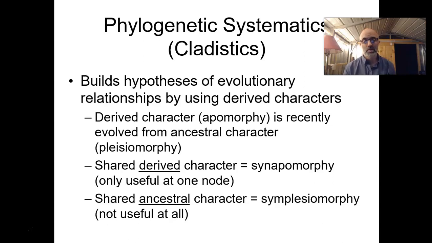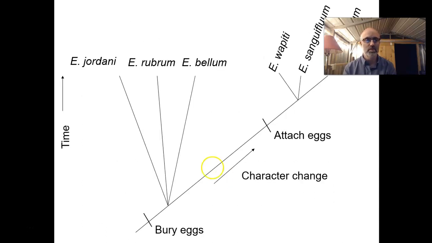Okay, so a plesiomorphic character in vertebrates would be the presence of a notochord. It's found in all vertebrates, so it's not going to be helpful for us to determine where turtles fall out in the tree of vertebrates. We're going to be looking for more recent shared derived characters.